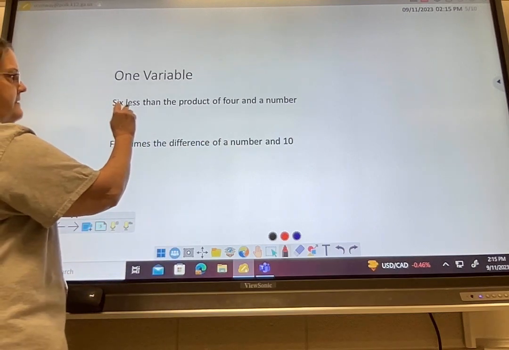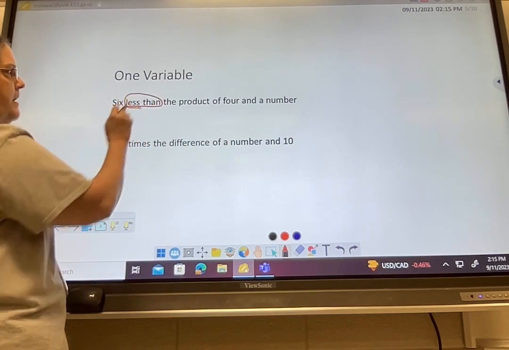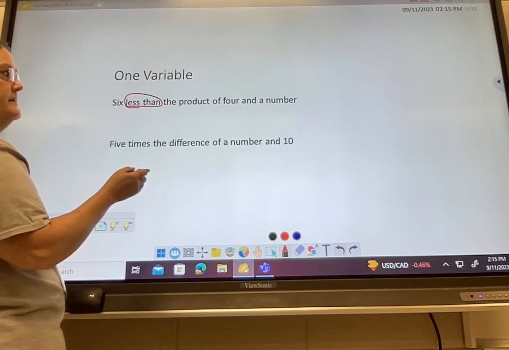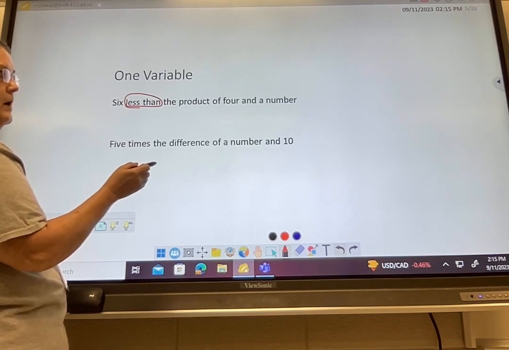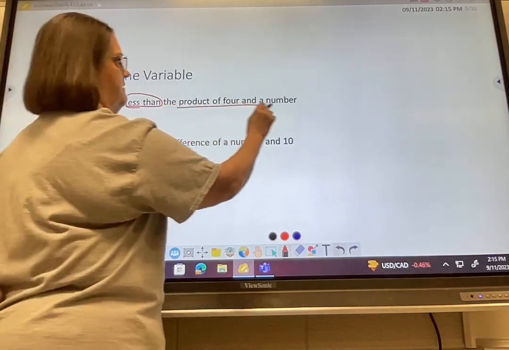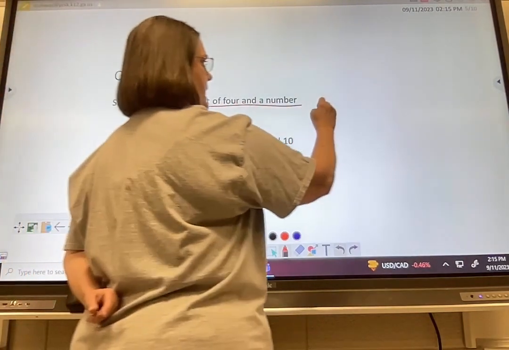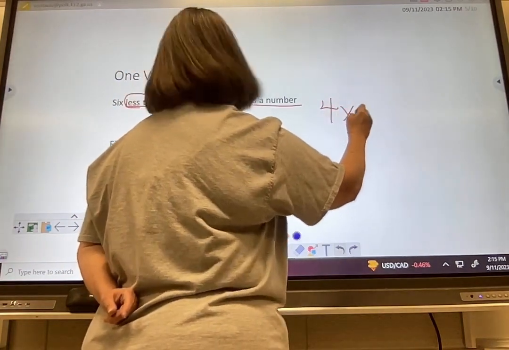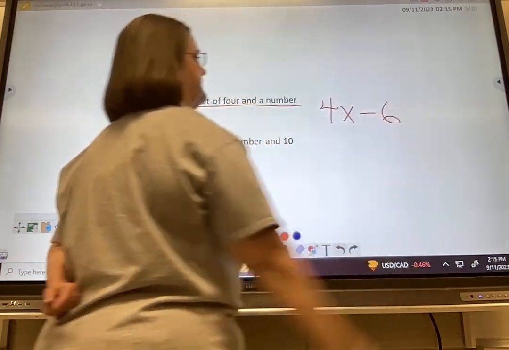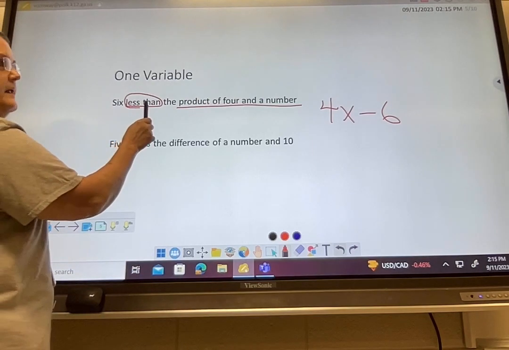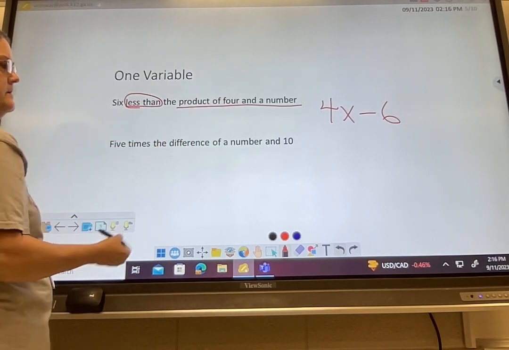6 less than, this is a turnaround phrase, okay? So 6 less than, what am I less thanning it? Less than means to subtract the product of 4 and a number. So product means multiply of 4 and a number minus 6. This is a turnaround phrase, meaning that I'm taking 6 from 4x.